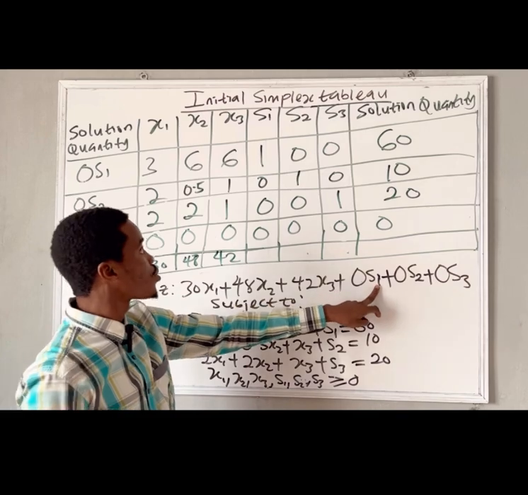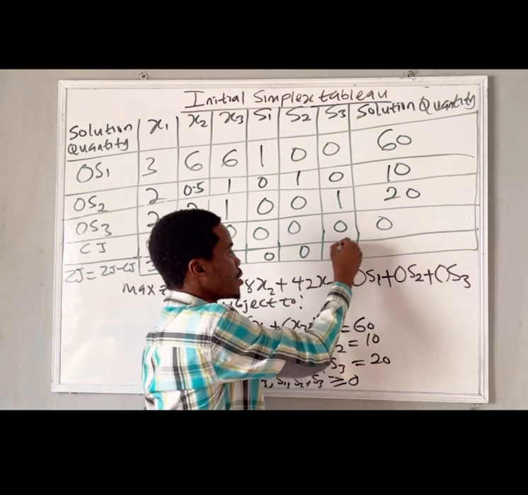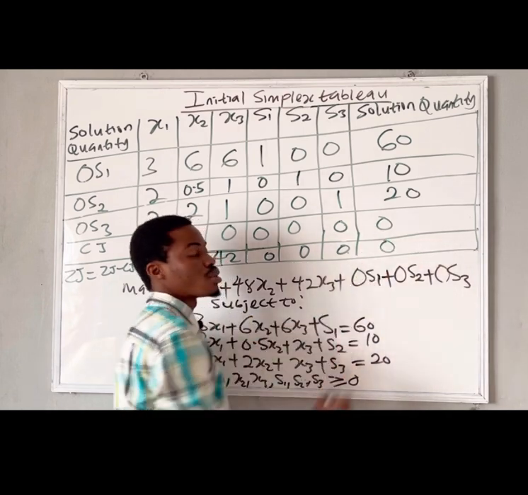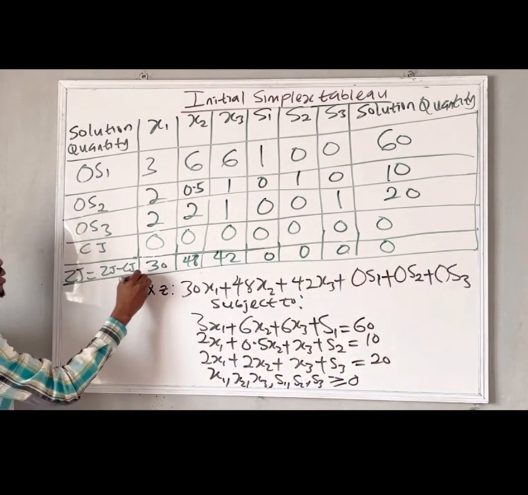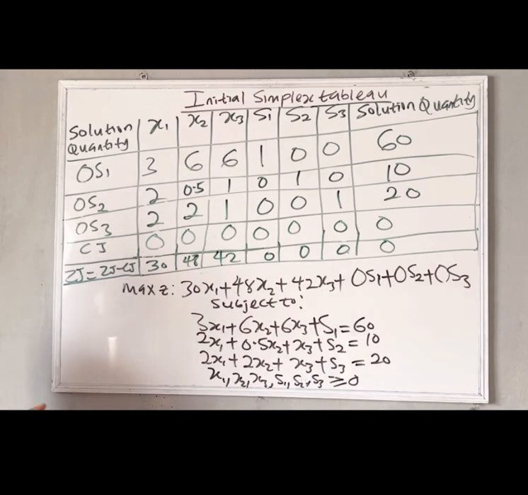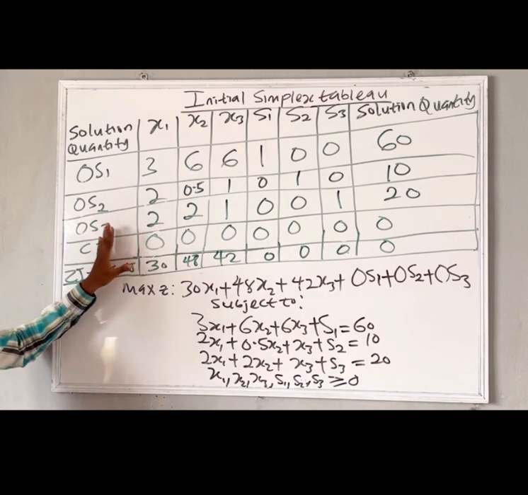Then on x1, I have 0. On S2, I have 0. On S3, I have 0. Then the solution quantity is 0. So this is my Zj and Cj. I've formulated the initial simplex table that we are going to do, in matrix form. That is the initial table, our starting table for the simplex method. This is what we are trying to form.